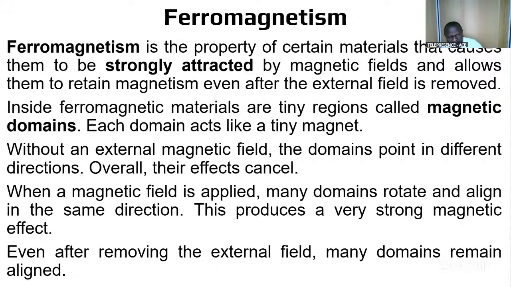So inside ferromagnetic materials, there are tiny regions called magnetic domains. Each domain acts like a tiny magnet. Without an external magnetic field, the domains point in different directions, so their effects cancel out. But when a magnetic field is applied, the domains rotate and align in the same direction, and this produces a very strong magnetic effect. So even after removing the external field, many domains remain aligned.